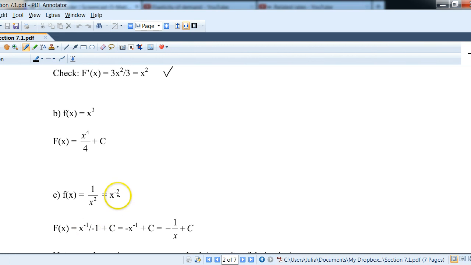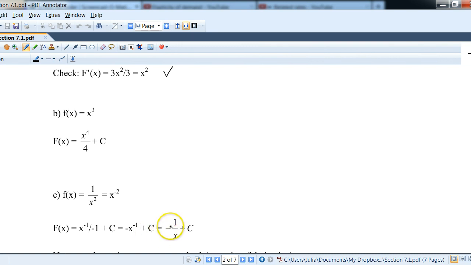Well, if you think about it, you're increasing. So negative 2 plus 1, we're going to get negative 1. So it's going to be x to the negative 1 over negative 1 plus a constant. You can clean this up a little bit because you're dividing by negative 1. You can actually put this on the front. So it's negative x to the negative 1 plus a constant.